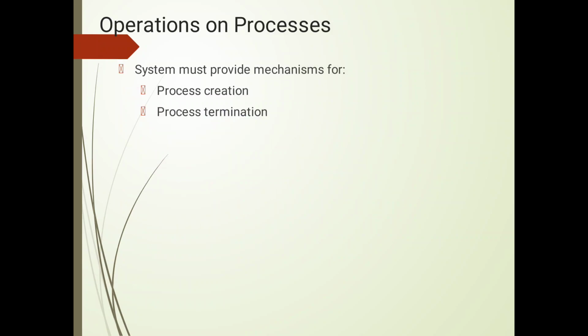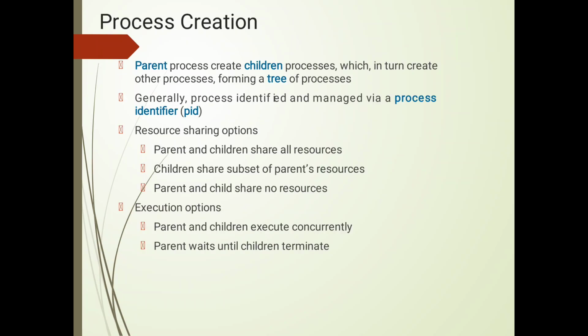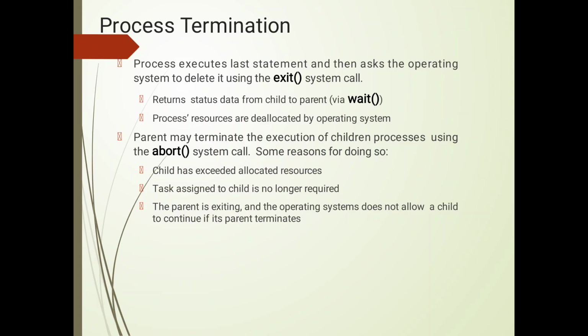Operations on process. The system must provide the mechanisms for process creation and process termination. In process termination, the process executes the last statement and then asks the operating system to delete it using an exit system call. It returns status data from child to parent, and process resources are deallocated by the operating system.